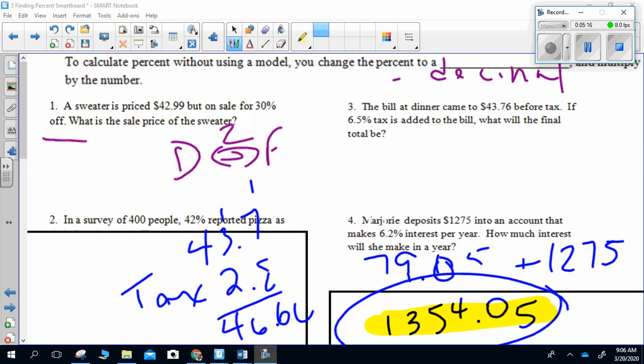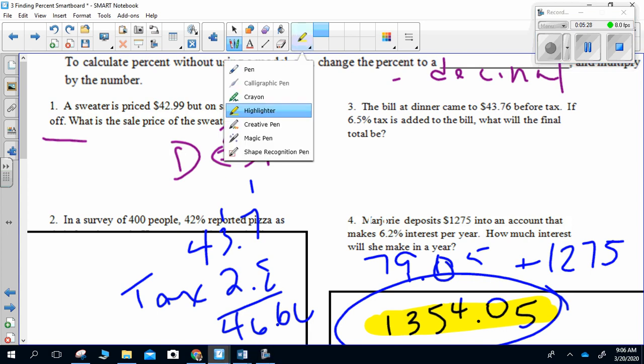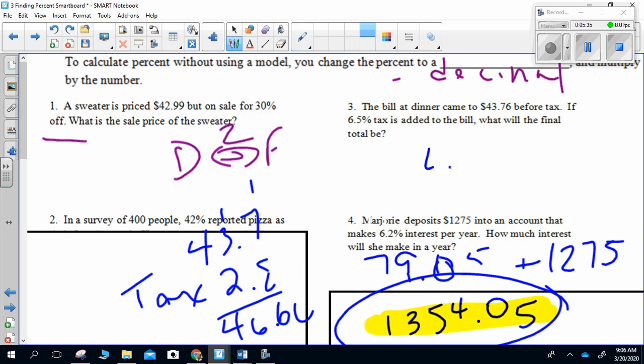So the answer for number 4 is 1,354.05 because I had to multiply $1,275 times 0.062 because as a decimal, I needed to move my decimal point 2 places to the left. So it was 6.2. So it's 0.062.